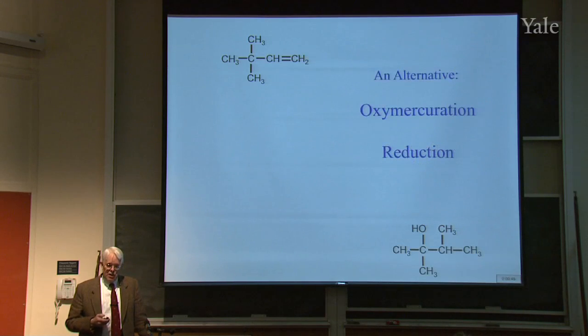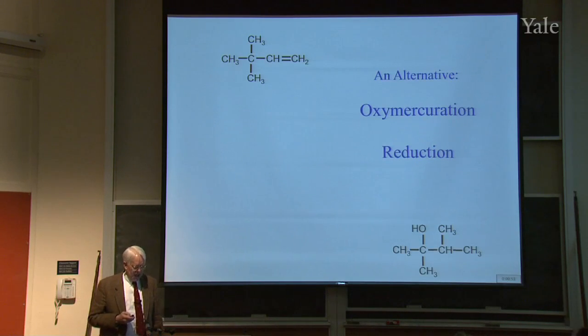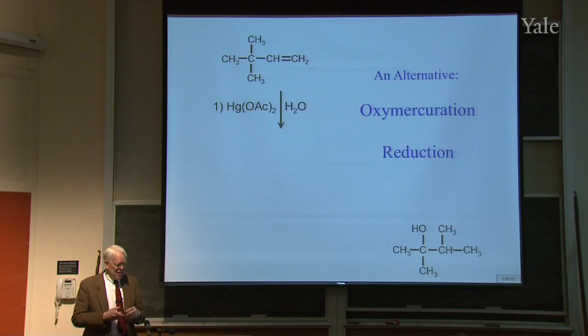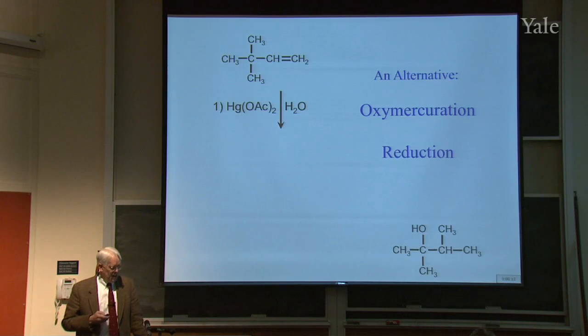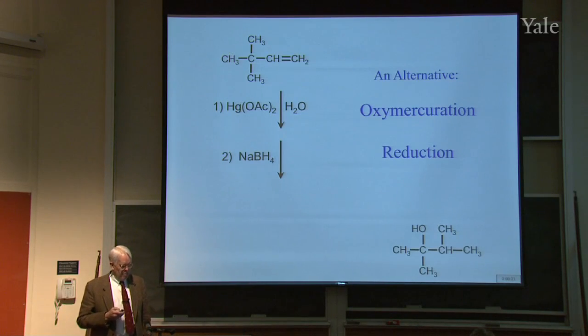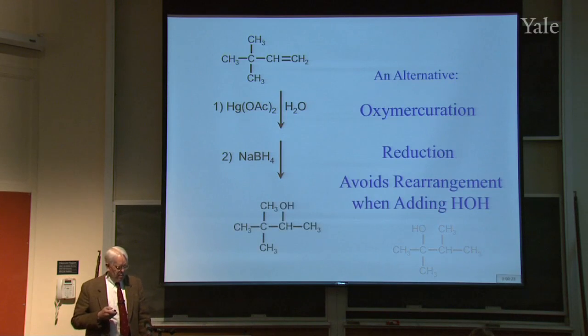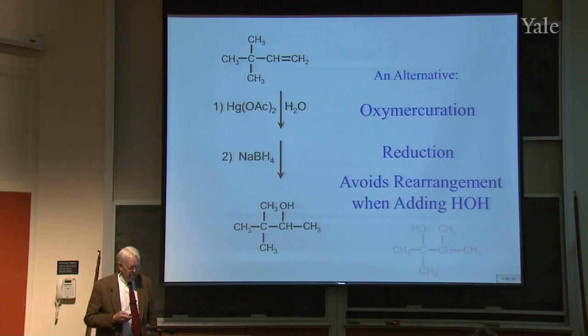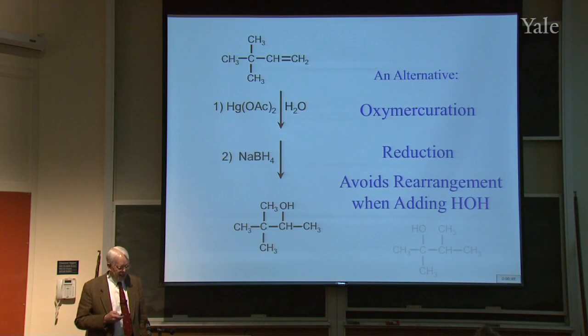Okay? But there's an alternative called oxymercuration reduction. Right? So the oxymercuration adds mercury and OH to the double bond. But the electrophile is the mercury 2+ cation. So one of the acetates comes off and you add the mercury. And then there's a second reaction in this sequence. First the oxymercuration, then a reduction, which avoids rearrangement. So it gives the alcohol that you would have expected if you hadn't been sophisticated enough to suspect rearrangement of the secondary to the tertiary cation.